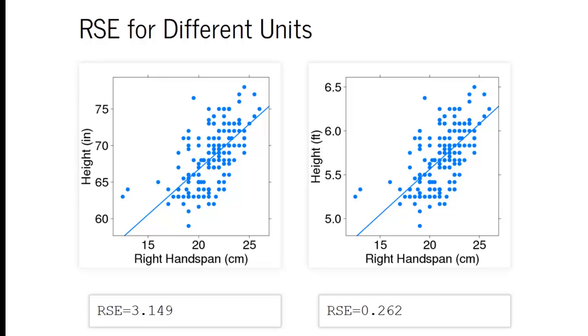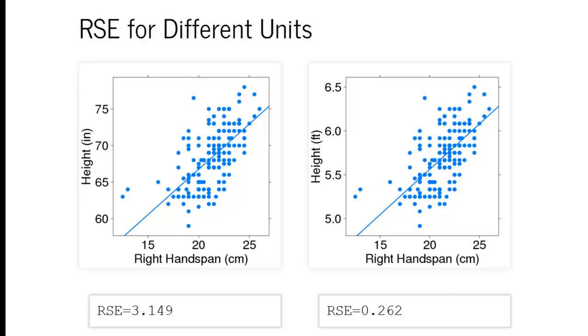Both of these scatter plots were created using the Penn State dataset with right hand span as the explanatory variable and height as the response variable. You can see just by looking at the scatter plot and the regression line that they appear to be identical. The difference between these graphs is the unit of measure used on the response variable. In the scatter plot shown here on the left, height is measured in inches. In the scatter plot shown here on the right, height is measured in feet.